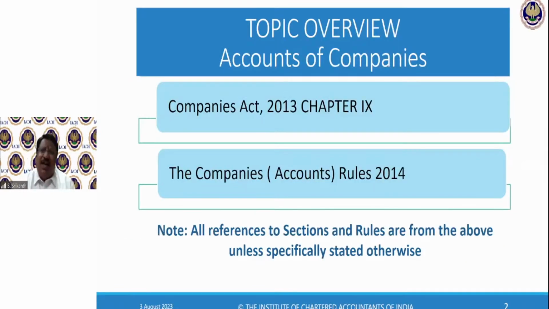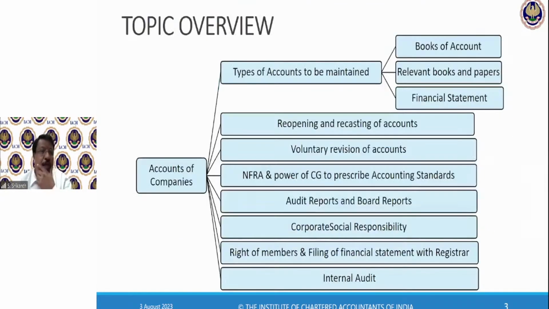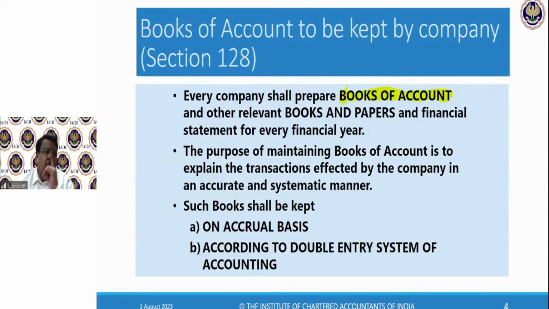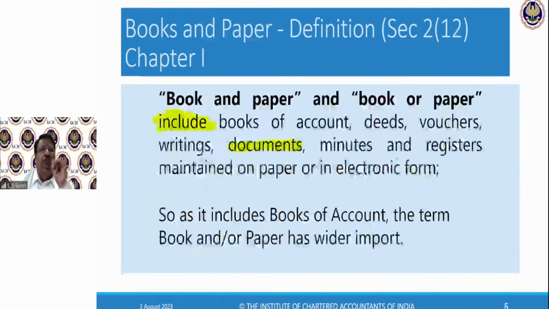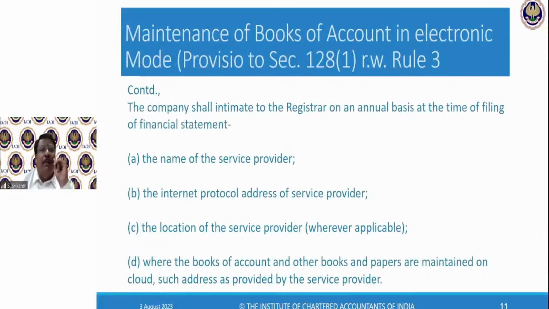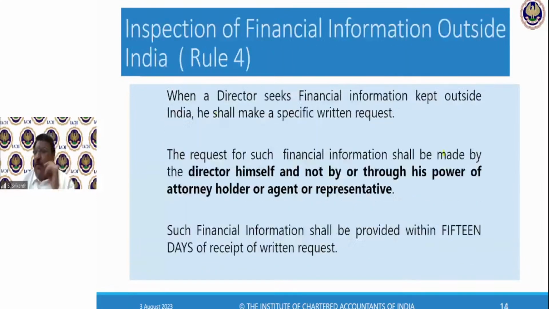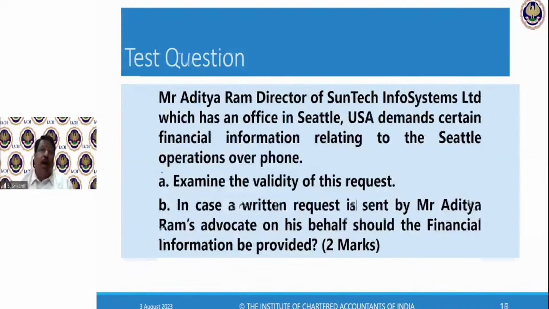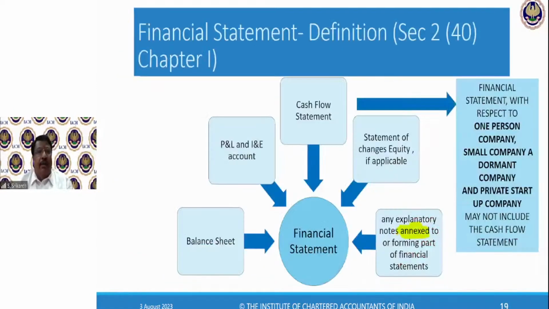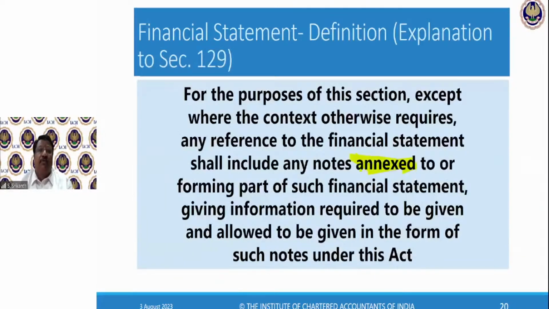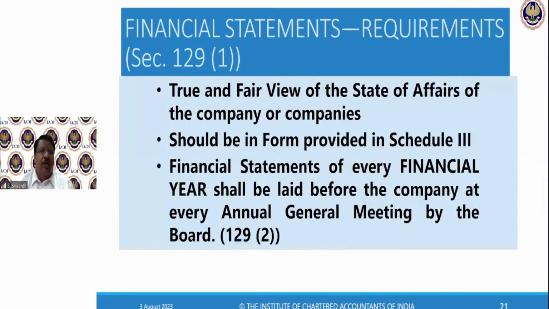We started this topic a little. I do agree, this is possibly not the most interesting topic. Maybe not as interesting as incorporation or management and administration, but still, I think it is very crucial regarding accounts of companies. We started with one section, which is 128, which only talked about the type of books of account to be maintained by a company, and how it is to be inspected by directors. Then we moved on to 129, which is financial statement. Sort of, we made a beginning.